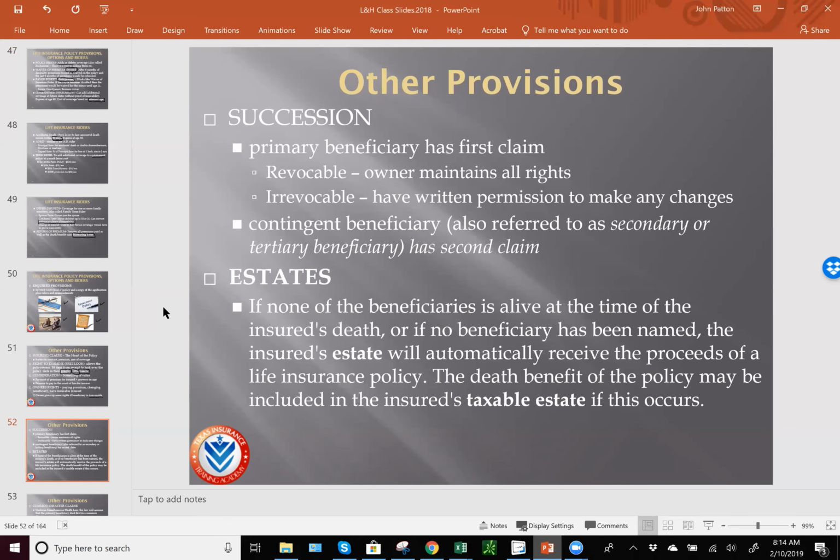Now, the final beneficiary on a life insurance policy will be the insured's estate. So if no beneficiary is alive or none is listed on the policy, then the death benefit goes to the insured's estate. If it goes to the insured's estate, that death benefit is fully taxable to the estate. This is the only time a death benefit is taxable. That is a very important concept that you need to know for your test.